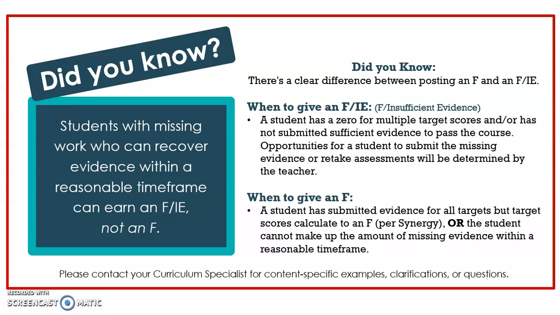When to give an F. A student has submitted evidence for all targets, but target scores calculate to an F. It'll do that in Synergy. Or the student cannot make up the amount of missing evidence within a reasonable time frame.